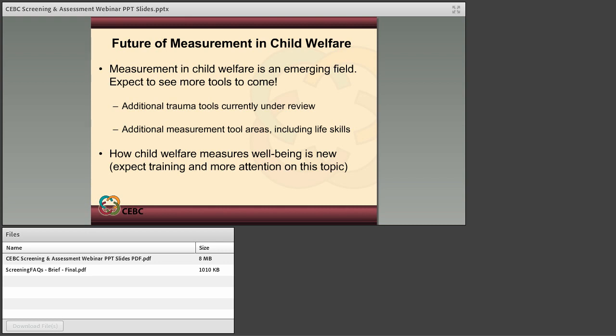And also, well-being is broad in terms of how you can measure it. So we're considering additional topic areas. One such area that we're looking at is life skills. And finally, we want to mention that how child welfare measures well-being is an overall new topic. So expect to see a lot more attention paid to this topic, specifically in areas like MSW curriculum, or even professional development and continuing education opportunities.